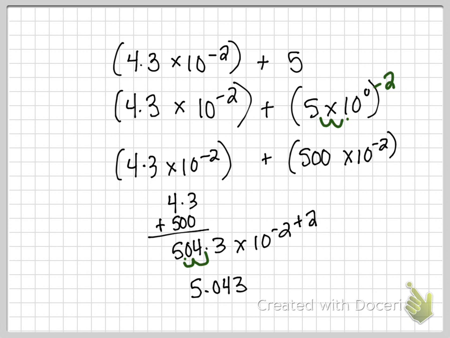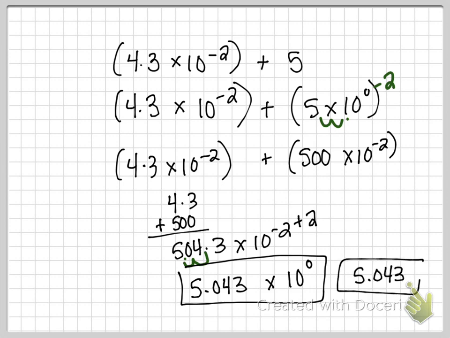Yeah. When we move the decimal to the left, we add that number of places to our exponent. So it's 0 or negative 4. So what is it? Times 10 to the 0, which is just 1. So you could give it like this, or you could just say 5.043.